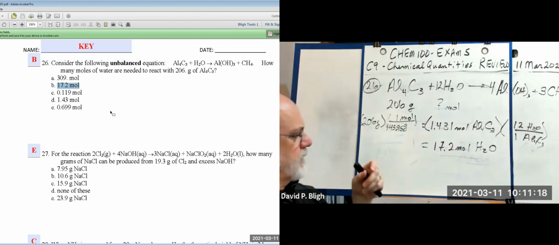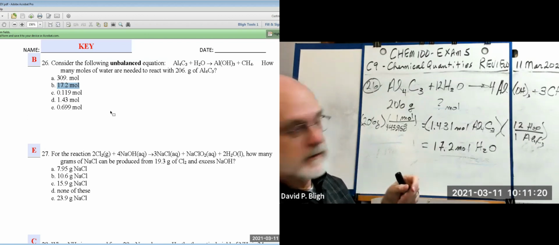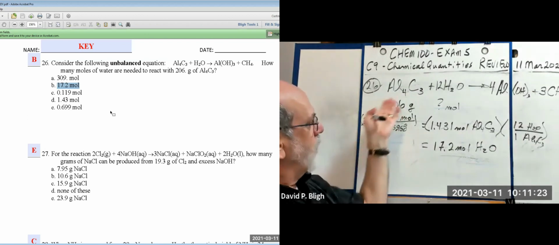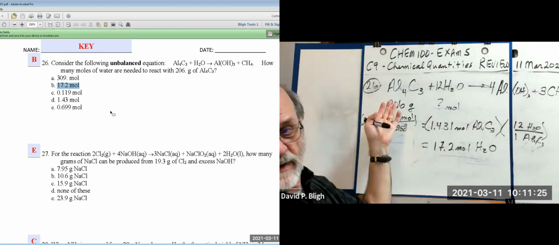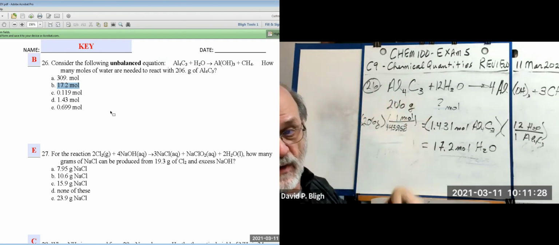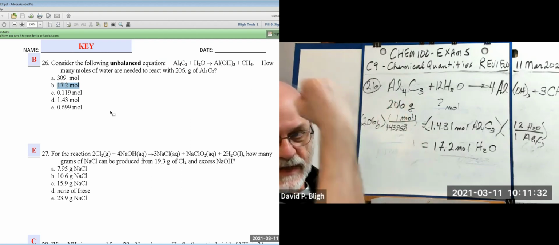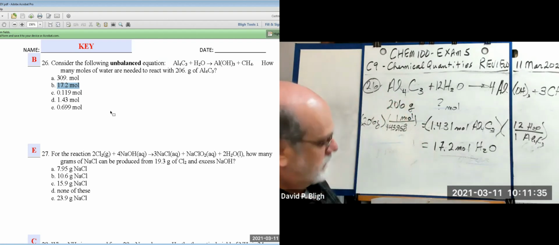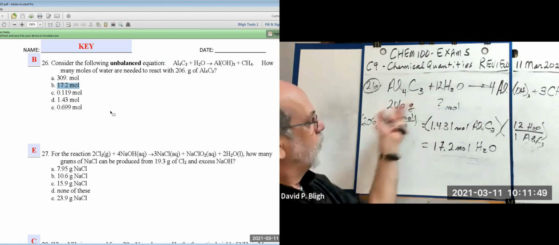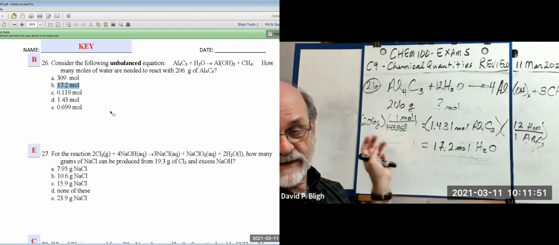I'm curious, what would be the mass of water? I mean, out of 206 grams of aluminum carbide, what's the mass of water that's required? That's pretty heavy, right? To put in the cap on your head. So 17.2 and then 18.02 times, that's 310 grams. So it takes more water than aluminum carbide to make this thing work.